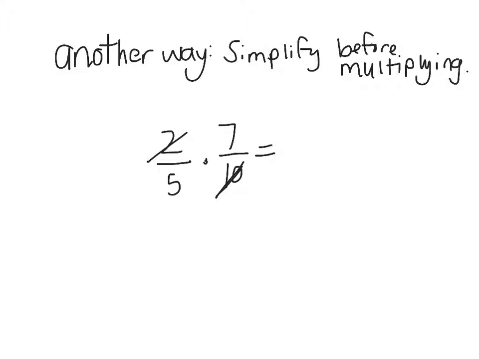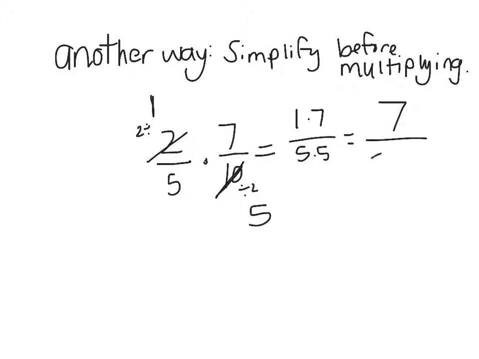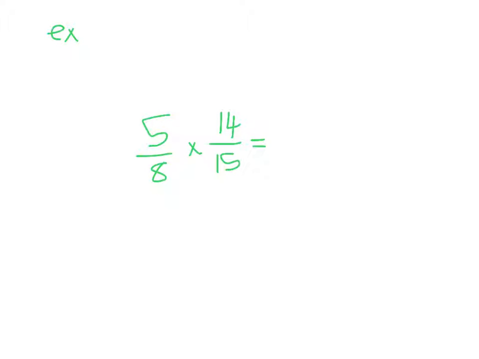2 divided by 2 equals 1. And 10 divided by 2 equals 5. And so now I have 1 times 7 over 5 times 5. This is the same problem, by the way, and it gives me 7/25. So I got to that same answer, but I just simplified before I multiplied. Okay? Here's another example. Let me show you on this one. Remember, we're looking to multiply across, cross-canceling.